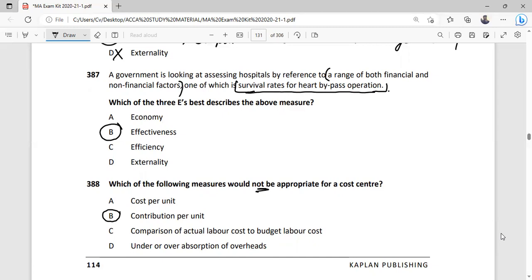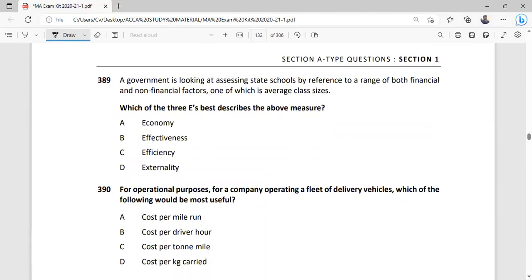Comparison of actual labor cost to budget. Yes, it is a responsibility of the cost center. Under or over absorption also falls under the job of the cost center. Next one is, a government is looking at assessing state schools by reference to a range of both financial and non-financial factors. One of which is average class size.